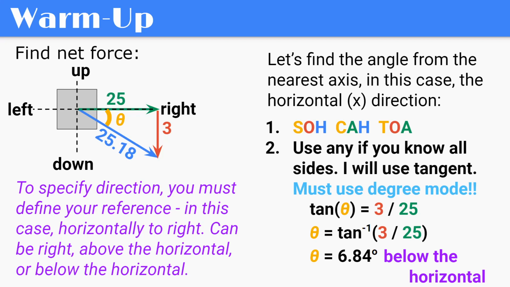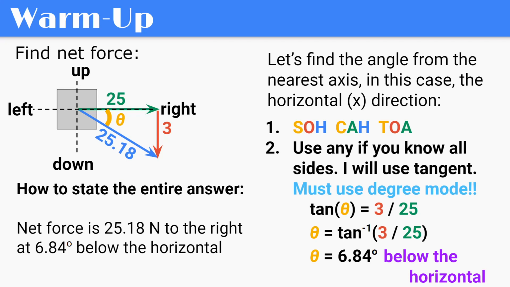To give your full answer, it looks like this. The net force, because that's what it said, find net force, is 25.18 newtons to the right at 6.84 degrees below the horizontal. It's a lot of information. But I have now given you both a magnitude and a direction, and you should know exactly where that is going. Questions about the warm-up? Okay.